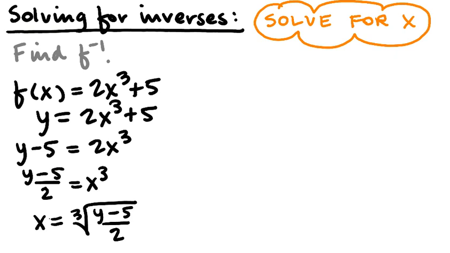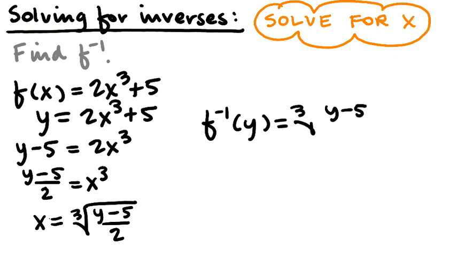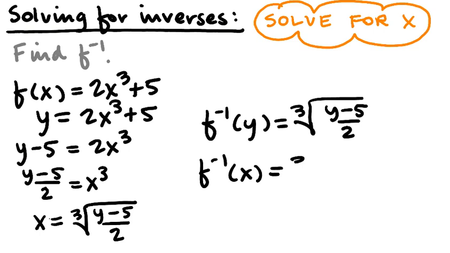So you could write this as f inverse of y equaling the third root of (y minus 5) divided by 2, or as f inverse of x equals the third root of (x minus 5) divided by 2. However you like.